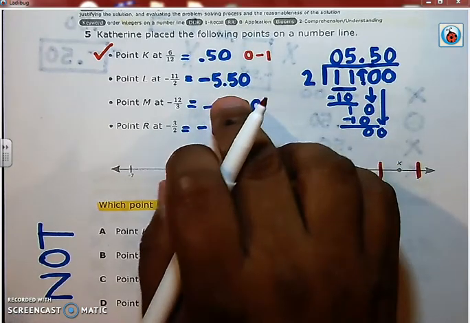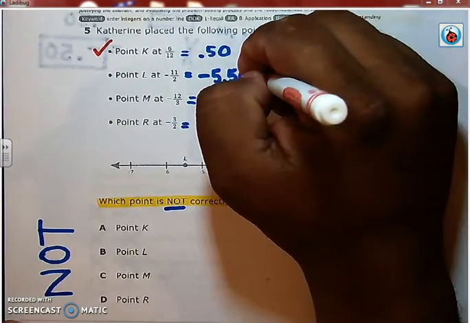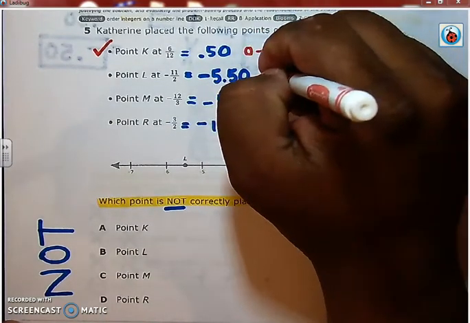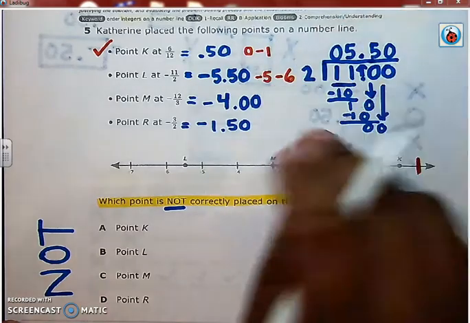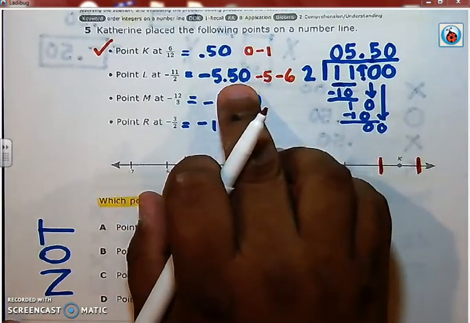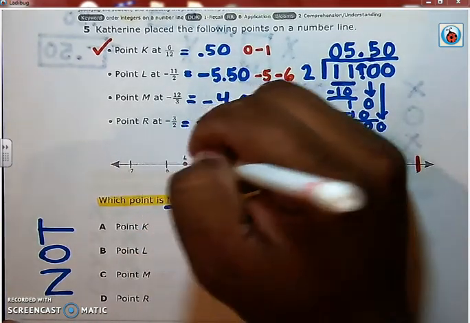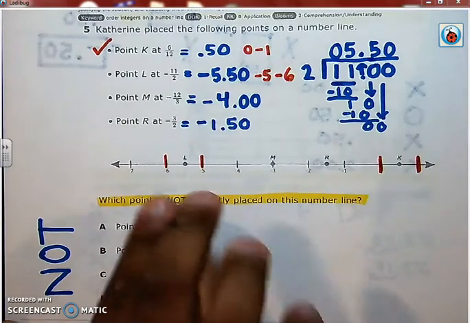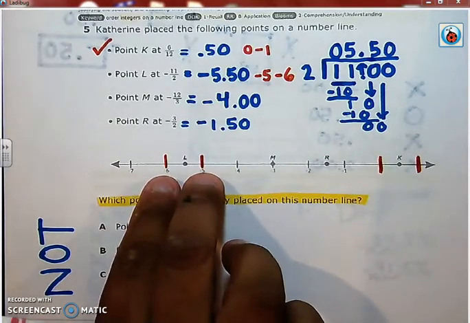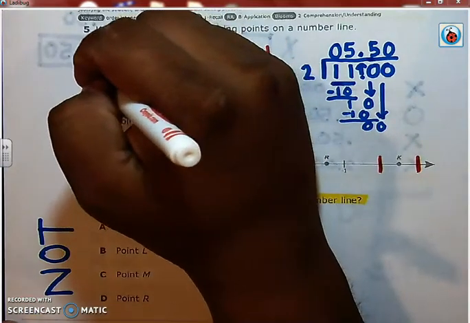Point L, negative $5.50. So I'm thinking, between what two numbers am I going to find that? Between negative 5 and negative 6 is where I'm going to find negative $5.50. So let me go to that. Here's negative 5. Here's negative 6. So between those two numbers, I do see point L. Point L is in the right spot.